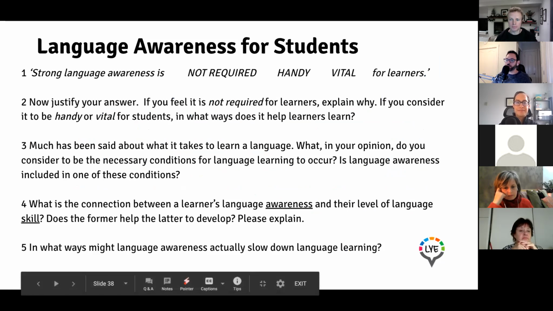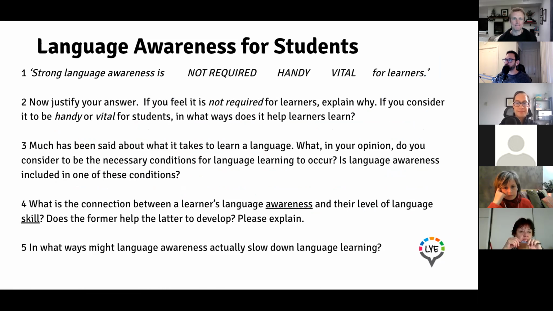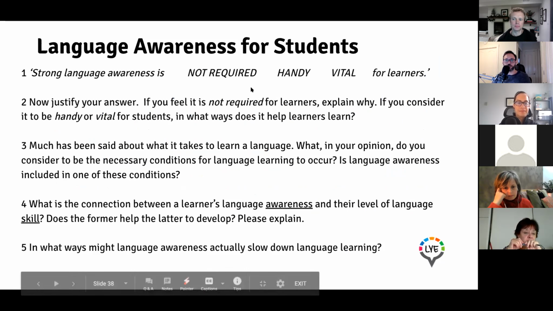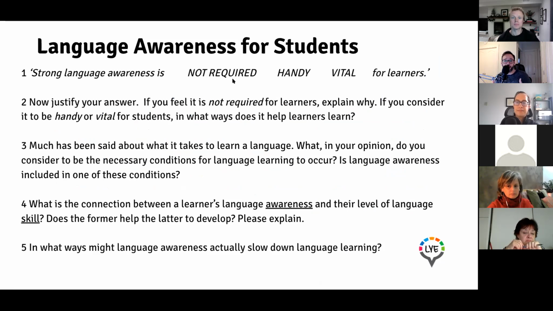Which brings us to language awareness for students, and we won't spend too much time on this because we have to move on. But from a student's perspective, what do you guys think? What does everyone here think? Do you think that learners need to have it, or do you think language awareness is required, not required, vital, handy? What is your take on this one?